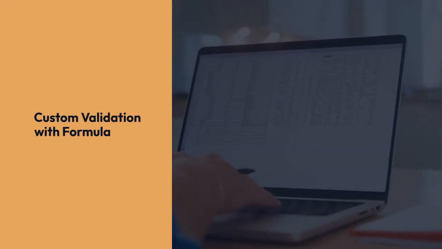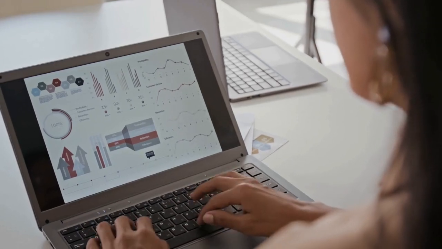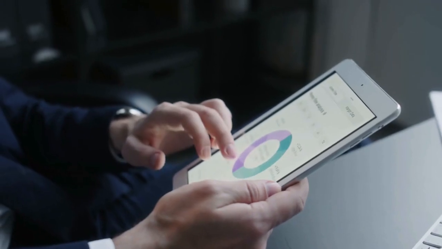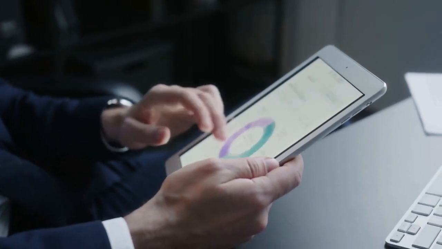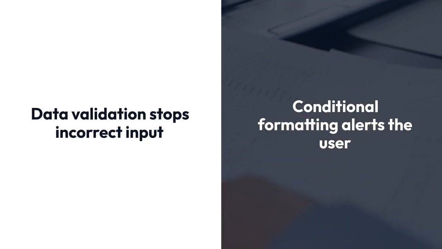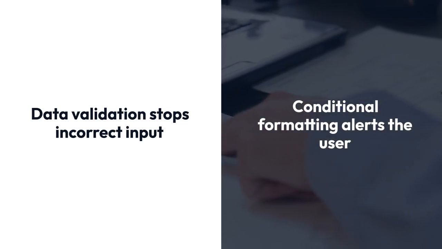5. Custom validation with formula, advanced. For more complex scenarios, you can even use a custom validation formula. This requires understanding more advanced Excel formulas, but it allows for very specific character limits based on complex conditions. For instance, you could use a formula to only allow a certain number of characters if a specific value exists in another cell. Remember, data validation primarily stops incorrect input during entry, while conditional formatting alerts the user after entry.